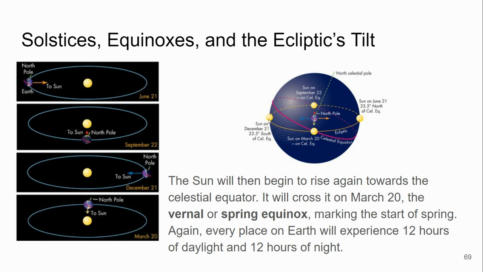Okay, so this top picture would actually be when the sun is at its highest point above the celestial equator. The next 3 months gets us to here, where it's on the celestial equator again. So that's the second picture.